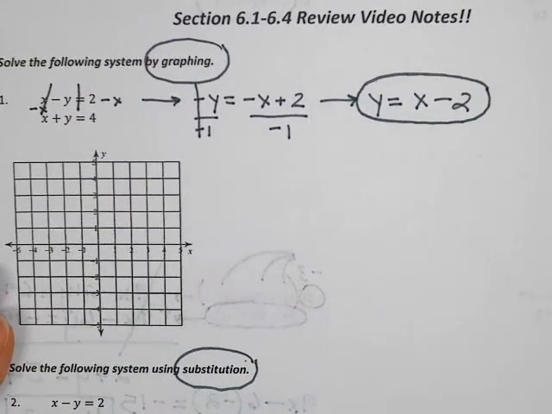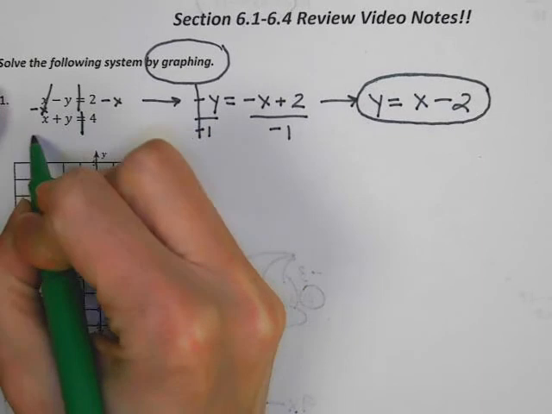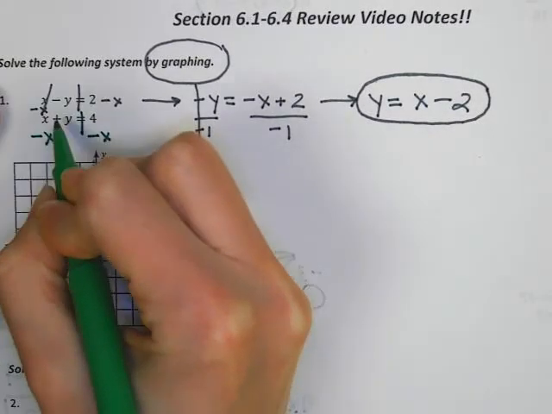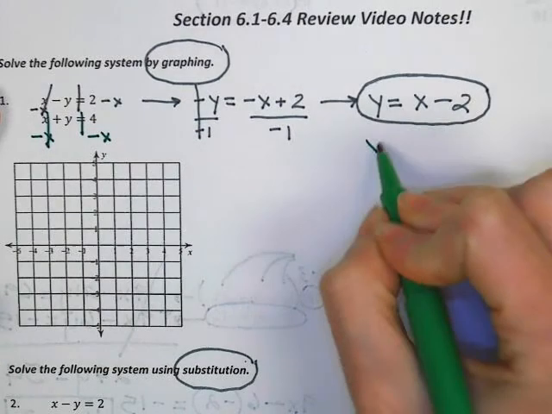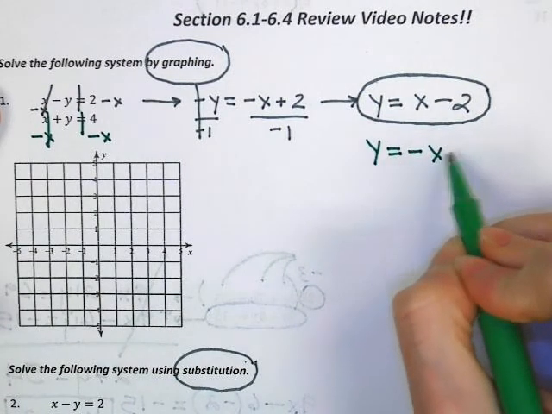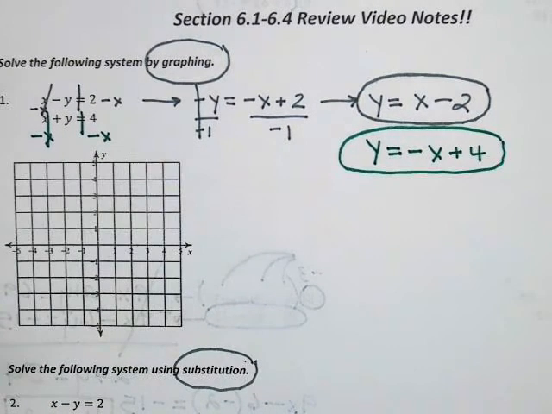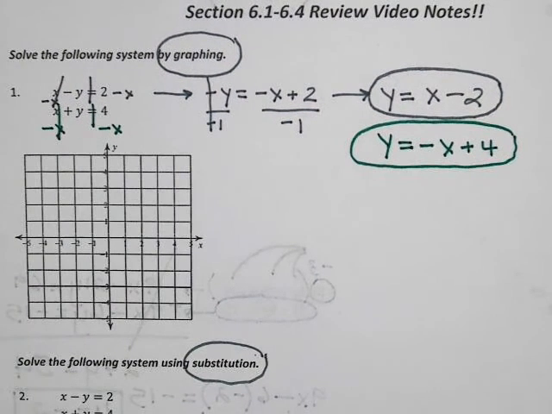And then for the second line, if we want to get y alone, all we have to do is subtract the x over, and then y is alone. So this one, I'm going to rewrite it, switch the order: y equals negative x plus 4. Okay, so let's graph our two lines and see where they cross, and that's the answer.